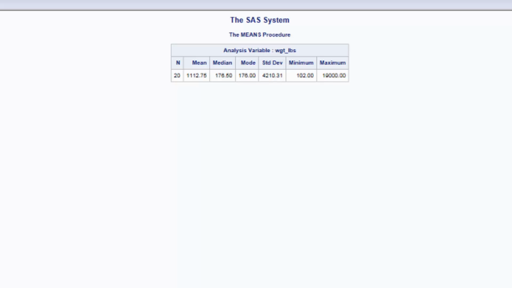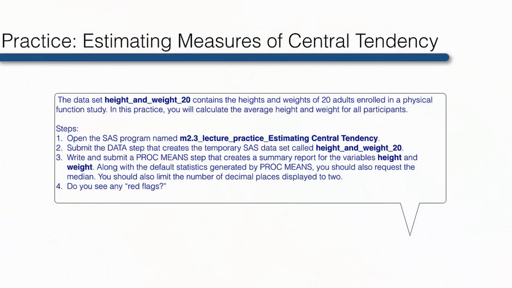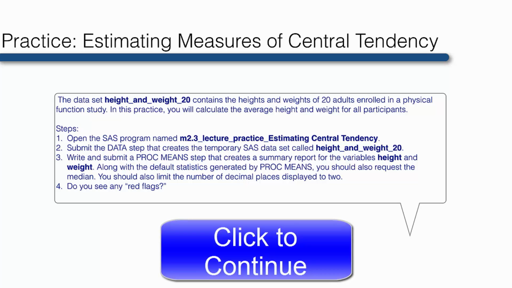However, you will also notice that the value of the median, 176.5, is not the actual weight of anyone in this sample. Finally, we have the mode. Its value, 176, is also a much more reasonable estimate of the average person's weight than the mean is. And unlike the mean and the median, participants 18 and 19 actually weigh 176 pounds. Now it's your turn to practice calculating the three measures of central tendency.